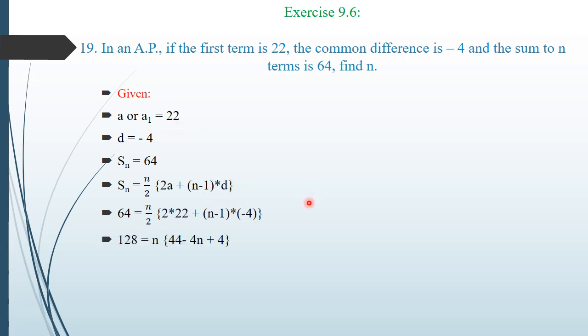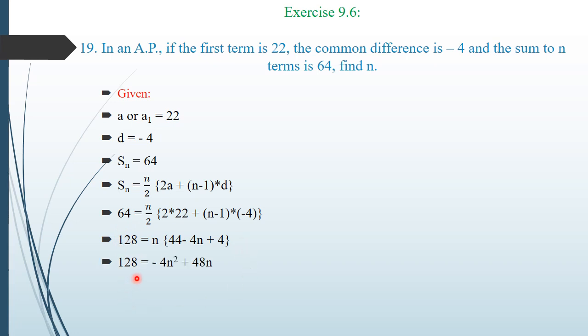Then when I simplify, the 2 I'll take to the other side. That will be 64 into 2, which gives me 128, equal to n as it is, and 22 into 2 is 44. Then when I multiply these two terms, plus into minus will be minus 4n, and minus of minus will be plus 4 here. Please solve these two brackets separately and try to arrive at this answer. I am going a bit faster here.